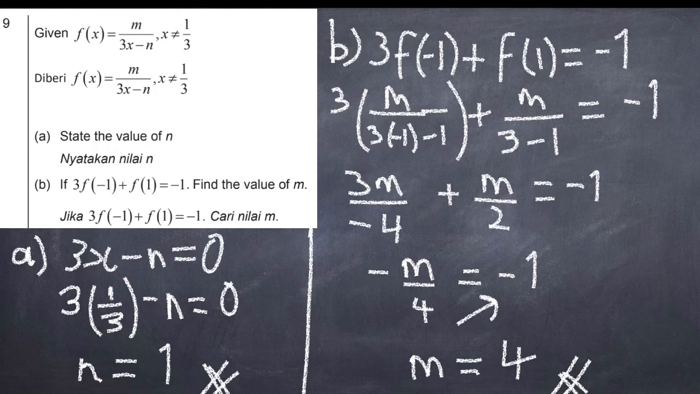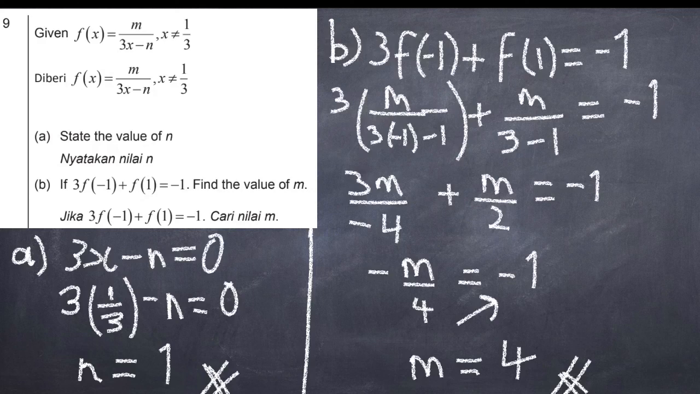Alright, the second question, we want to find the value of m. If you put everything into your equation, so we have 3f(negative 1), so the x value will be negative 1, so we have m over 3 times negative 1 minus 1, because the n you have to use the previous answer, which is 1, and then plus f(1), so f(1) will be m over 3 times 1, which is 3, minus 1. So we're going to simplify. The below part for the first fraction, negative 3 minus 1 will be negative 4, so it becomes 3m over negative 4. The second fraction we have m over 3 minus 1, which is 2, so m over 2.